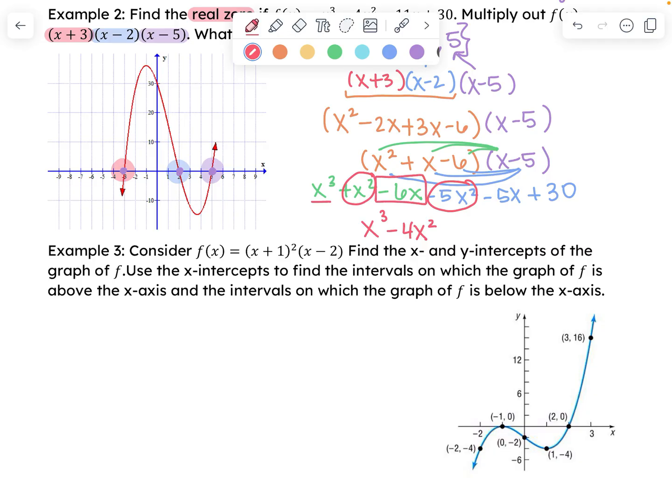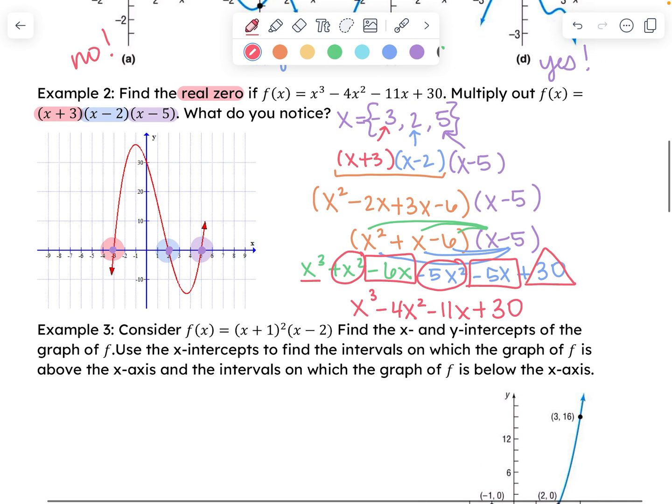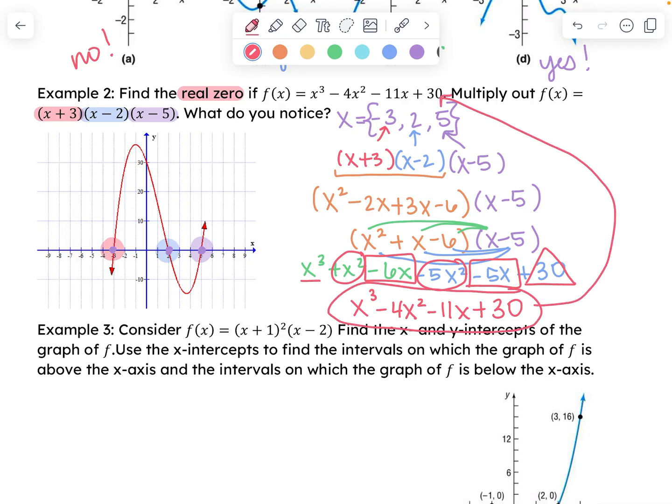I've got a negative 6x and a negative 5x. That's going to give me a negative 11x. And then I've got a 30, and that's the only constant term I have, so that's going to be by itself there. And you'll notice that what I get right here when I multiply all that out matches that equation up there. So your zeros are like the factors, just kind of how we talked about with our quadratics as well. And it's where it touches the x-axis.